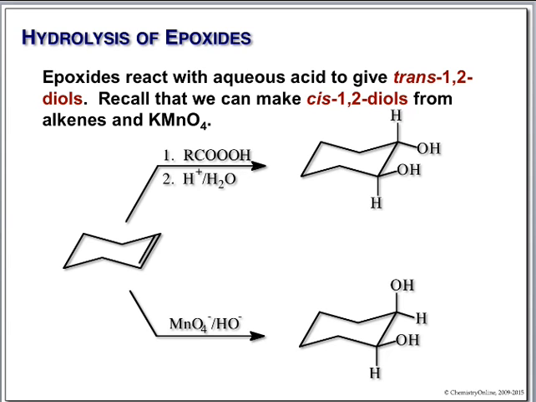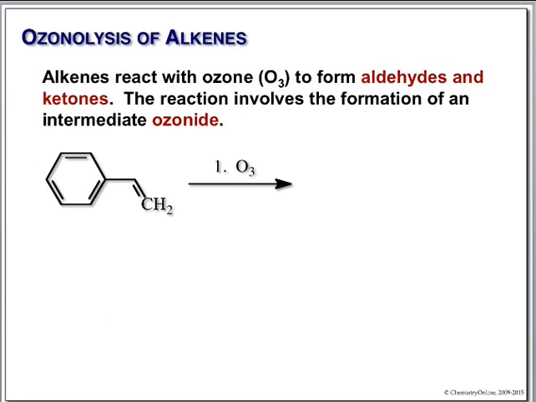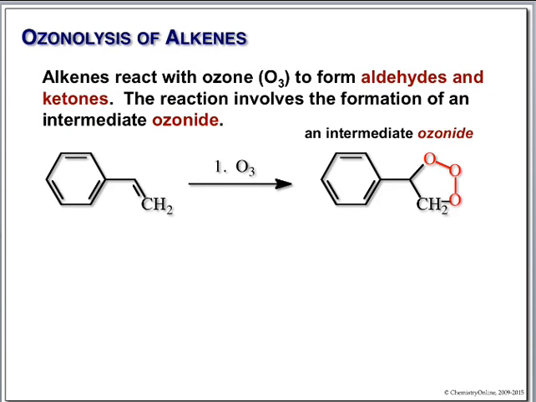It's a nice balance. The reason is that ozone is a very reactive molecule. Ozone can react with alkenes to form what's known as an ozonide. O3, basically you're just adding the ozone across the alkene pi system.